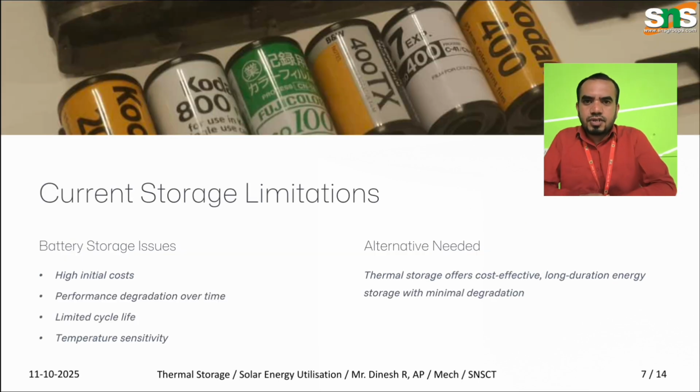Now, current storage limitations. What are the limitations in the current storage? Let's see the battery storage issues first. The first one is high initial cost, the second is performance degradation over time, then limited life cycle, and then temperature sensitivity. So these are the current limitations of storage.